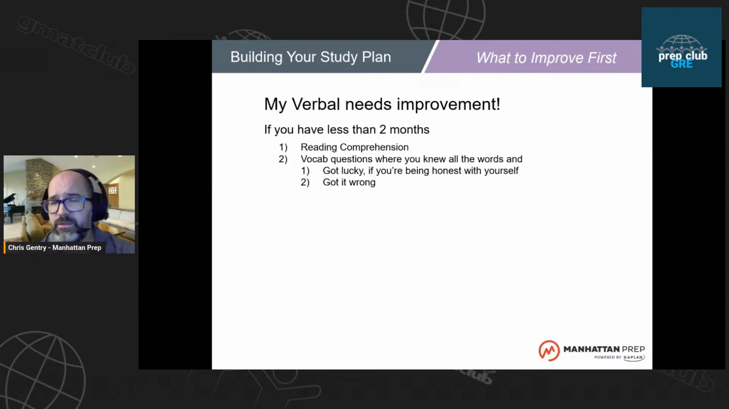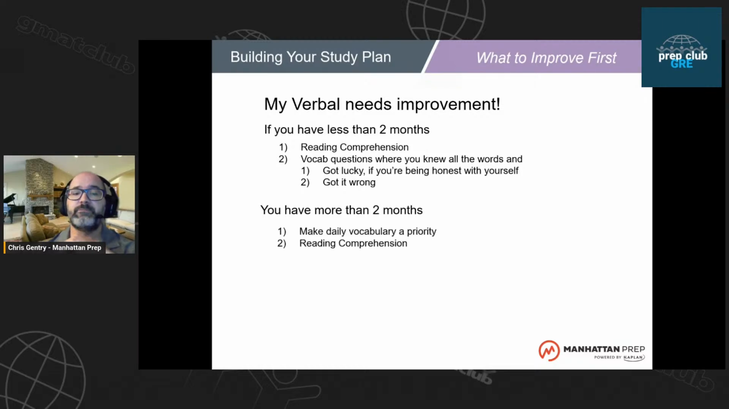In less than 2 months, the only vocab stuff that I would recommend is vocab problems where you did know all of the words, because that is where you can actually practice your analysis of the problem. I won't say you can't, but it is immensely difficult to expand vocabulary as much as we would need in less than 2 months. But what you can do is expand your sentence and problem analysis. So go to the ones where you know all the words and you realize that I kind of got lucky here. Yes, I got it right, but I wasn't really sure which of these words was going to be the correct choice. Or you know all the words and you got it wrong. Both of those reactions indicate that there is something in the analysis of the sentence itself that could be a point of progression for you. So if less than 2 months, that's where you go.